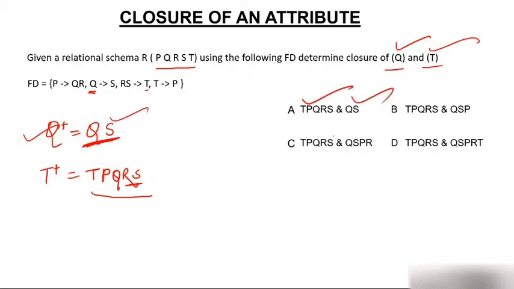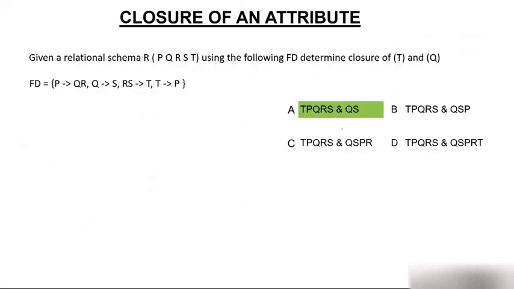So finally, the answer is what? This is A. Let's check. Yes, the answer is A. Finally, you're getting the concept of closure of an attribute.